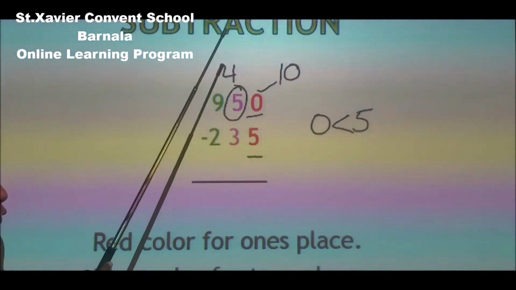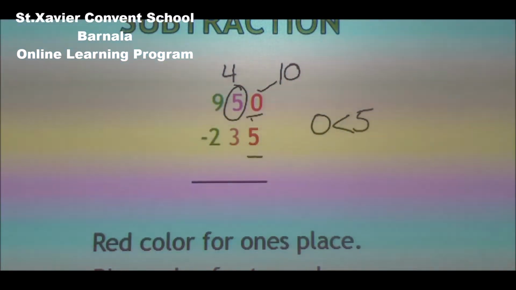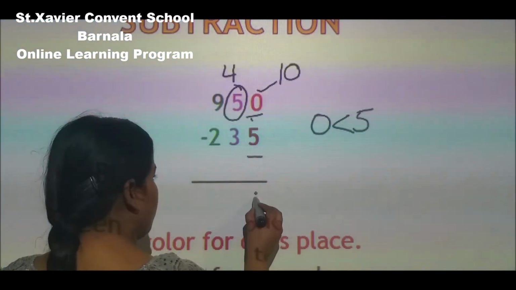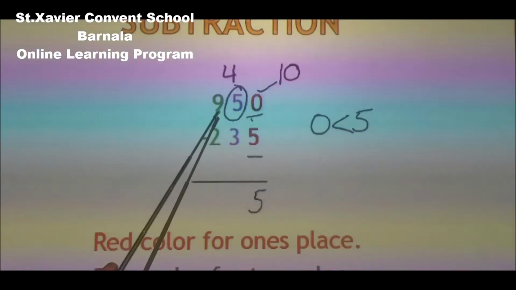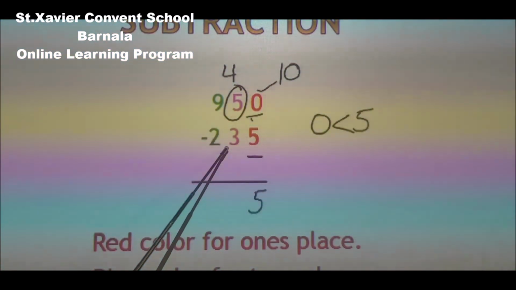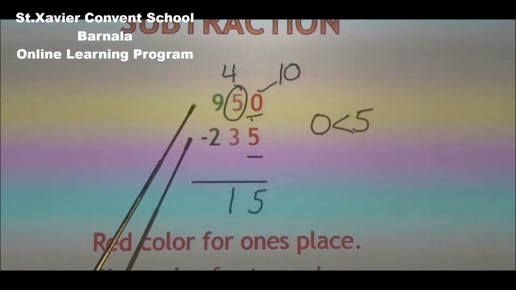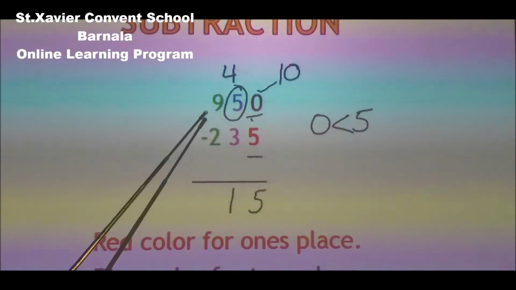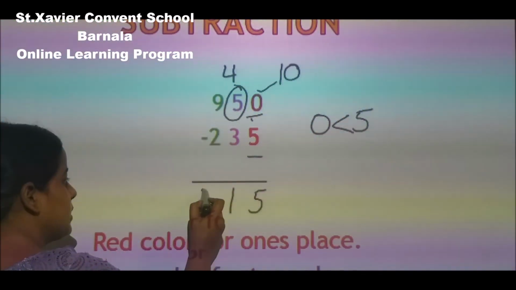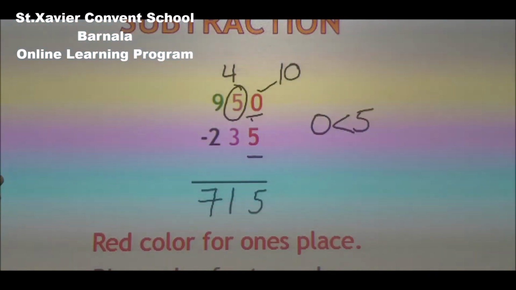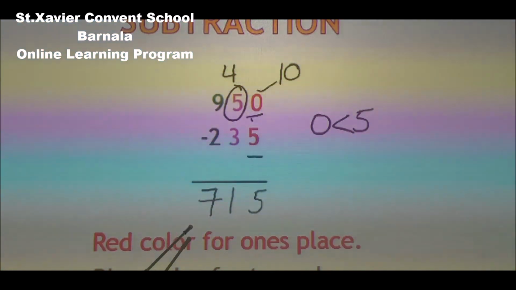First we subtract the digits at the ones place. 10 minus 5 is equal to 5. After that we subtract the digits at the tens place. There we have 4 and 3. 4 minus 3 is equal to 1. And now subtract the digits at the hundreds place. 9 and 2. 9 minus 2 is equal to 7. So after subtracting 235 from 950, we get the result 715.